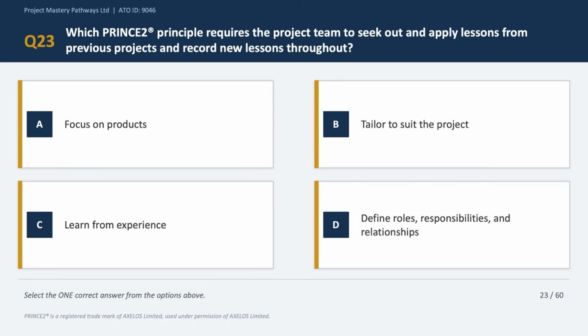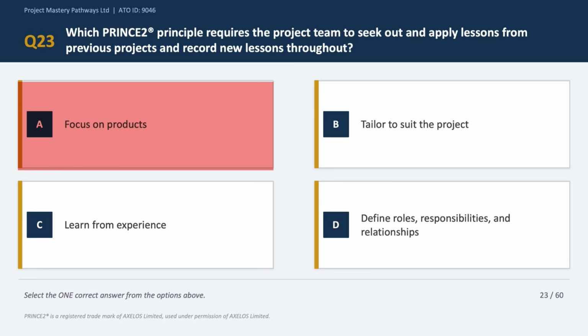So question number 23, and this is a fairly straightforward principle identification question. And the key phrase here is to seek out and apply lessons from previous projects. And that phrase is your anchor. So option A says focus on products. This principle is about planning and delivering by defining products before activities. Okay, it does not specifically relate to learning from past experience. So option A is incorrect. Option B says tailor to suit the project. This is about adapting the PRINCE2 method to the context and scale of the project, not about lessons or experience. So we can eliminate option B.